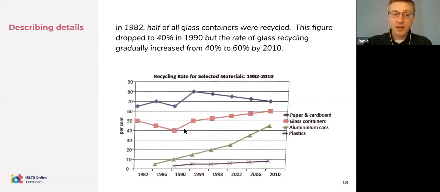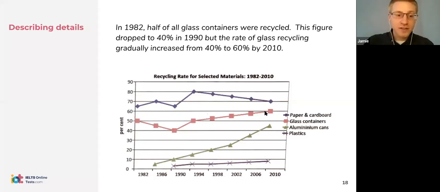So here I described the percentage at the beginning of the period. In 1982, half of all containers were recycled. This figure dropped to 40% in the middle, in 1990, but then it gradually increased to 60% by 2010.